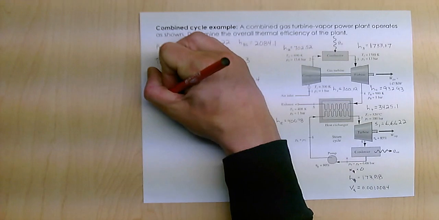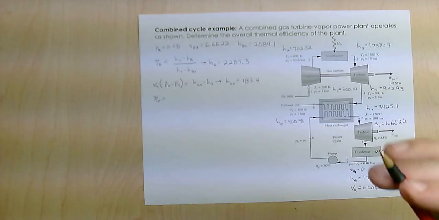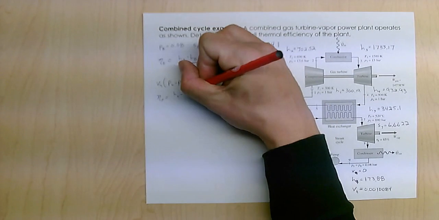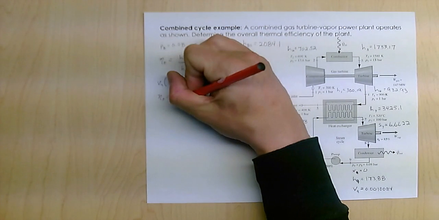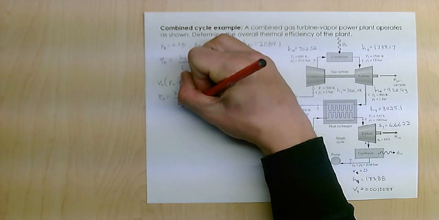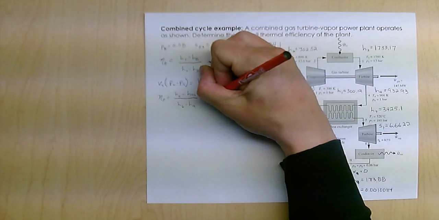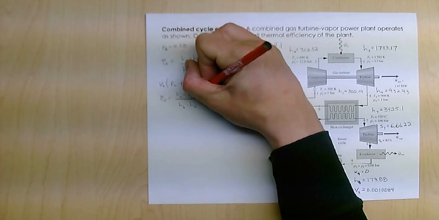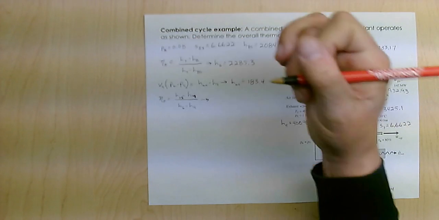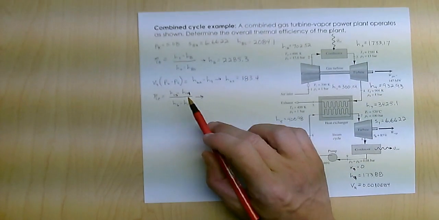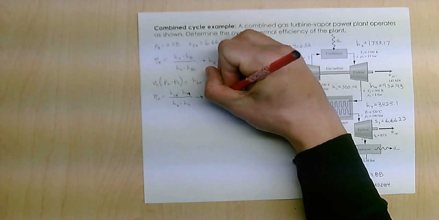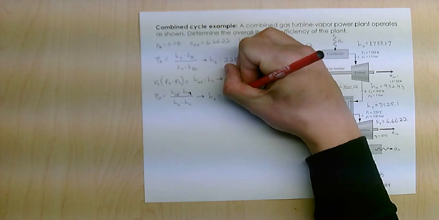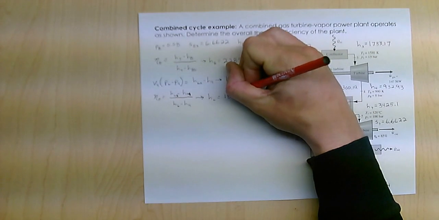Then I use my pump efficiency, which is just basically the flip of what I had before, which is going to be H6S minus H9 all over H6 minus H9. I put the S in the wrong spot, H6S should be here. Doing that, I get an H6 of 185.78. Now I have completely set my states here.